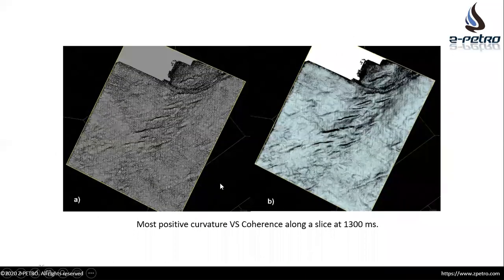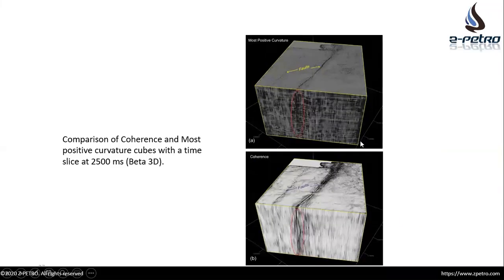In that case, if you are talking about the positive curvature versus the coherence attribute, this one is the curvature attribute and this one is the coherency attribute. From there to there, you can compare these two values and check the hidden information. And remember, these are slices, not cross sections. You can also see a comparison of two attributes, coherency and the most positive curvature attribute, and the time slice of that data cube is 2500 milliseconds.